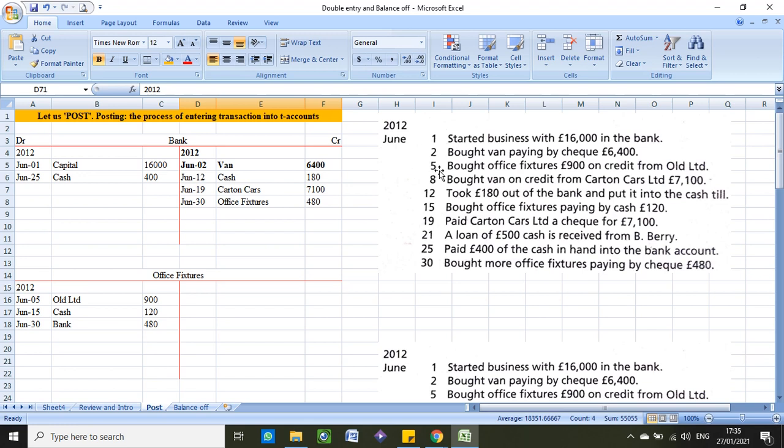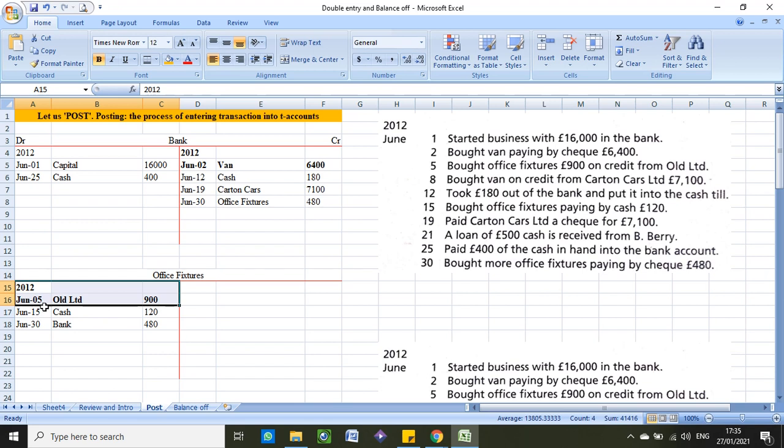The third transaction is June 5th. Bought office fixtures, $900 on credit from Old Limited. So here we're buying office fixtures, which is an example of an asset. So this is the first account that will be affected, office fixtures. But we're buying it on credit, so that means we did not pay for it, and so we owe Old Limited. Old Limited is a liability here. So let's look at office fixtures. We're buying office fixtures, so that is an asset account.